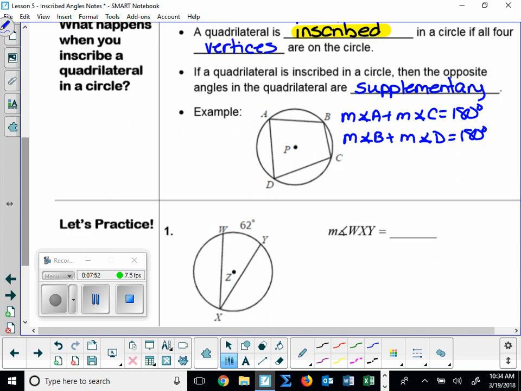Squares and rectangles. In squares and rectangles, the angles all equal 90 degrees, so opposite angles, 90 plus 90, is 180. A rhombus won't work. A parallelogram will not work. What kind of trapezoid could I inscribe? An isosceles trapezoid. Opposite angles are supplementary was one of the properties of isosceles trapezoids.